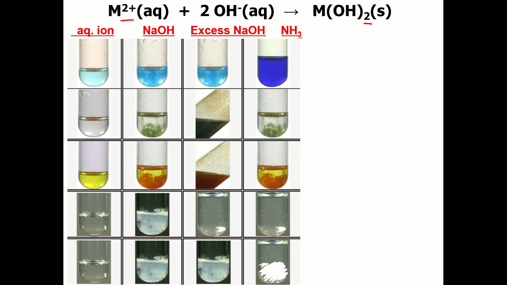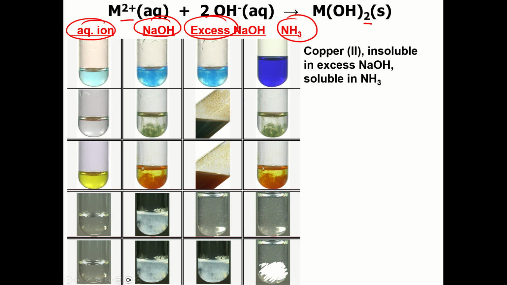So there's the various different ones that you will have to know. Okay, so you can see what we're doing here is we're adding, this is the metal ion itself, just in solution. This is whenever we add a little bit of sodium hydroxide. This is when we then add excess or lots of sodium hydroxide. And then this is what happens when we add excess ammonia to the same metal cation from the start. Okay, and these are all ones that you have to know.